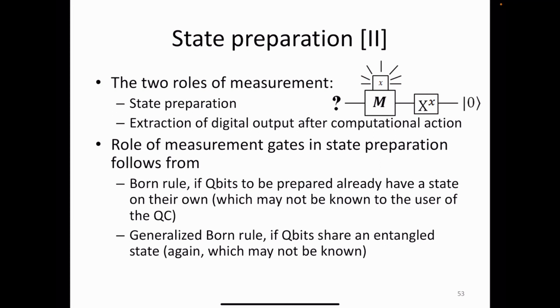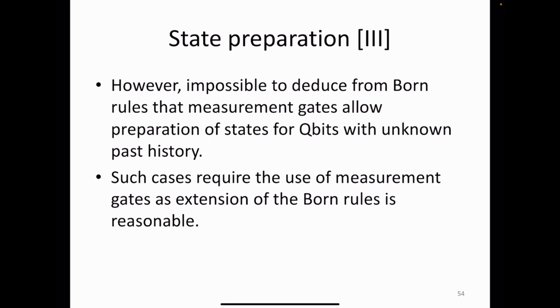So the role of measurement gates in state preparation follows from the Born rule. If qubits to be prepared already have a state on their own, which may not be known to the user of the quantum computer, and the generalized Born rule if qubits share an entangled state, again, which may not be known. So it's impossible to deduce from the Born rules, from each of the ones that we looked at, that measurement gates allow preparation of states for qubits with unknown past history. So such cases require the use of measurement gates as an extension of the Born rules.